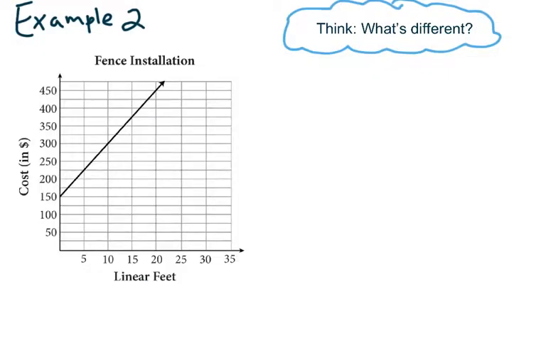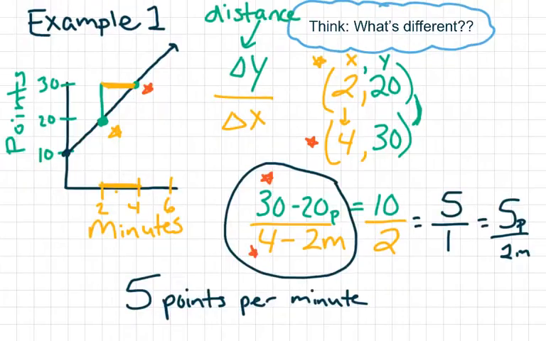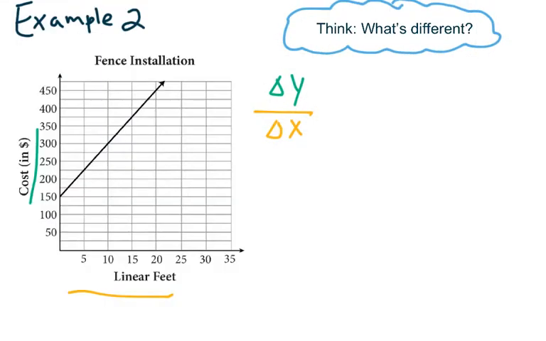Looking at this second example, let's see what's different here. Oh, I see that this line is still increasing. It's still a positive slope. I see that the line does not cross at the origin. So that means I have to use my change in y divided by my change in x. But what's different here is I don't see dots on this line. So this last example had dots that we already knew. This one doesn't have them. That means I can use any points along the line that I want to.